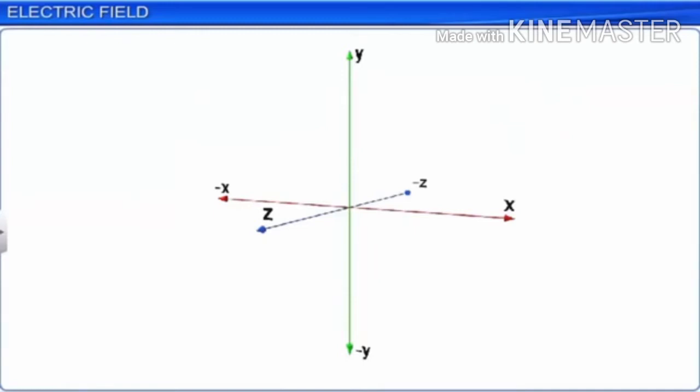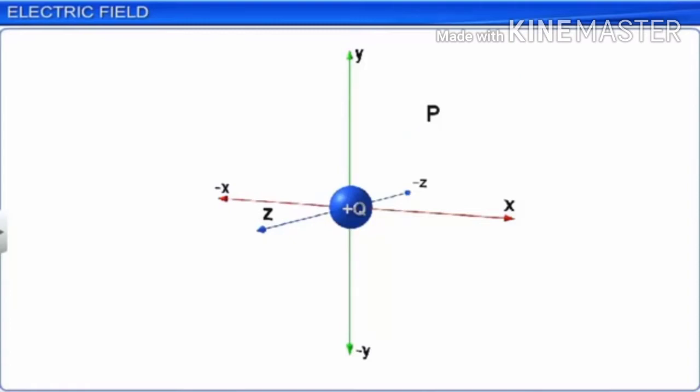Consider a charged particle with a charge q held at rest at the origin of an imaginary coordinate system. If we place a charge q0 at a point P near charge q and release it, then the charge q0 accelerates away from the origin. This acceleration is due to a force on charge q0.